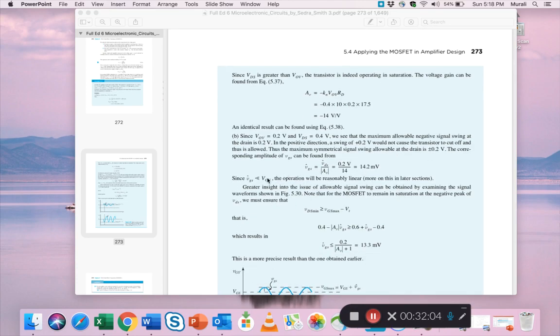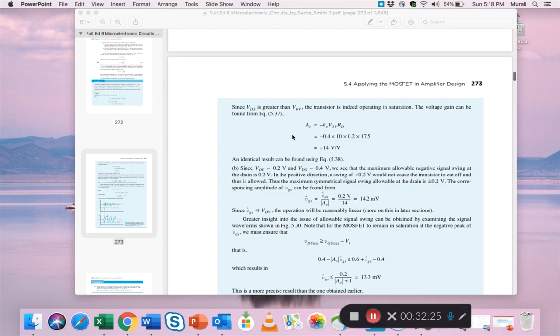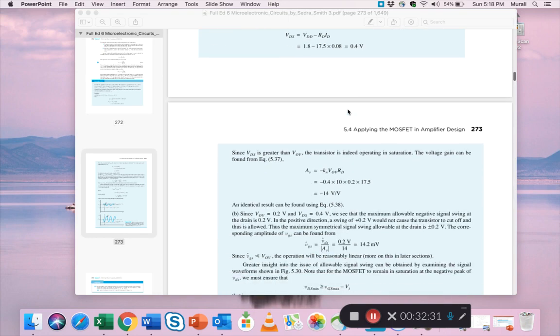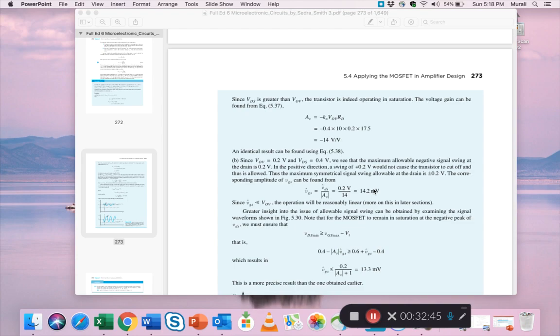Similarly, on the other side, you have to worry whether you will push the transistor into cutoff, right? On one side you worry about saturation, on the other side you worry about cutoff, and you will not go into cutoff until VDS, the drain to source voltage, becomes VDD. Now we know VDD is pretty high, right? VDD is 1.8 and the drain to source voltage is only 0.4. So you have a long gap between 0.4 and 1.8, so you'll never go into cutoff. But on the negative side, you only have 0.2 to work with, which becomes 1/14.2 on the input side.